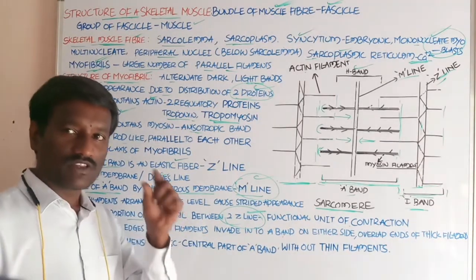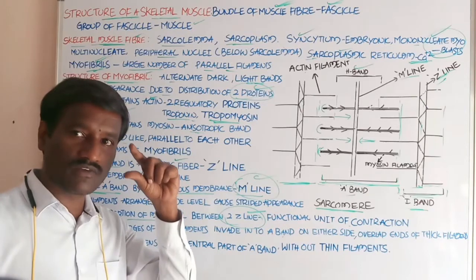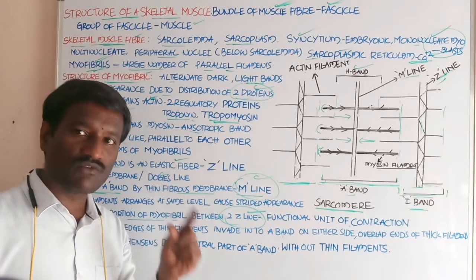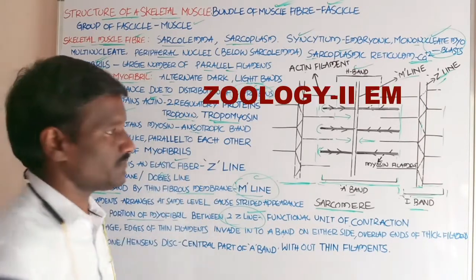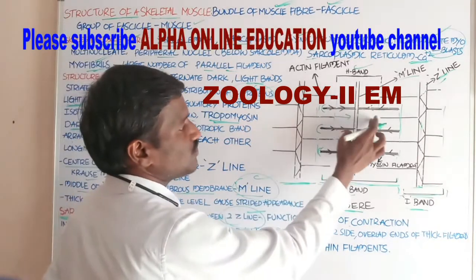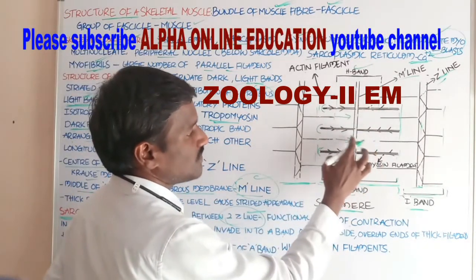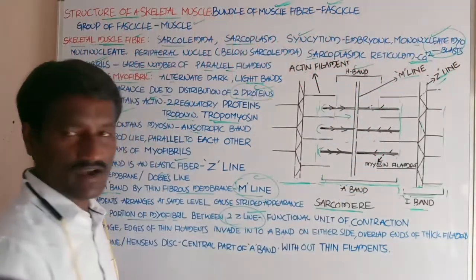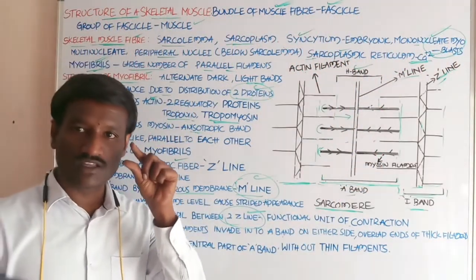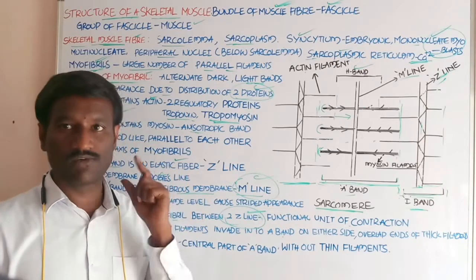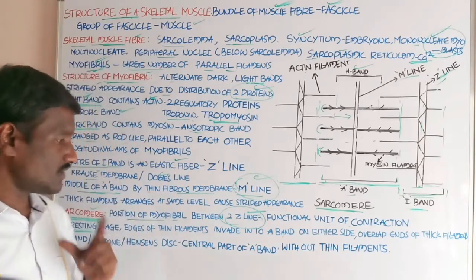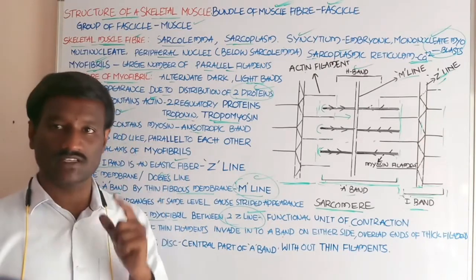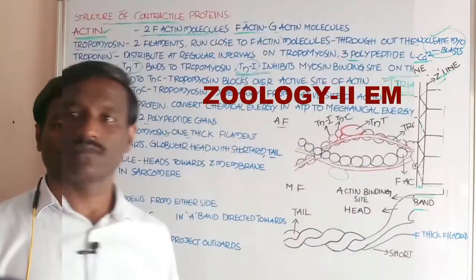Okay student, this is the central part of the A band, without the thin filaments. In the H band there are no thin filaments. Thin filaments are absent in the H band. That only shows the thick filaments, or myosin filaments. Okay student, this is about the structure of the skeletal muscle.